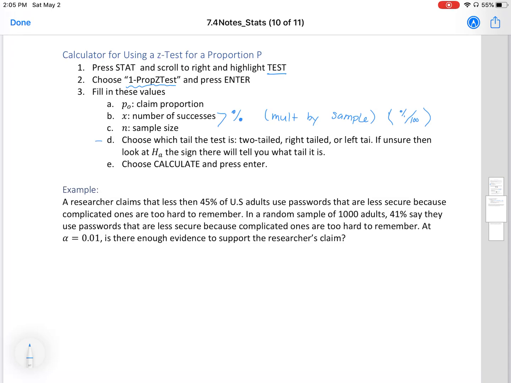And then you want to choose your tail: two-tailed, right-tailed, or left-tailed. Two-tailed is not equal to, right-tailed is greater than, and left-tailed is less than. And again, if you're unsure, you can always look at your HA. Lastly, you'll press calculate to find your answer.